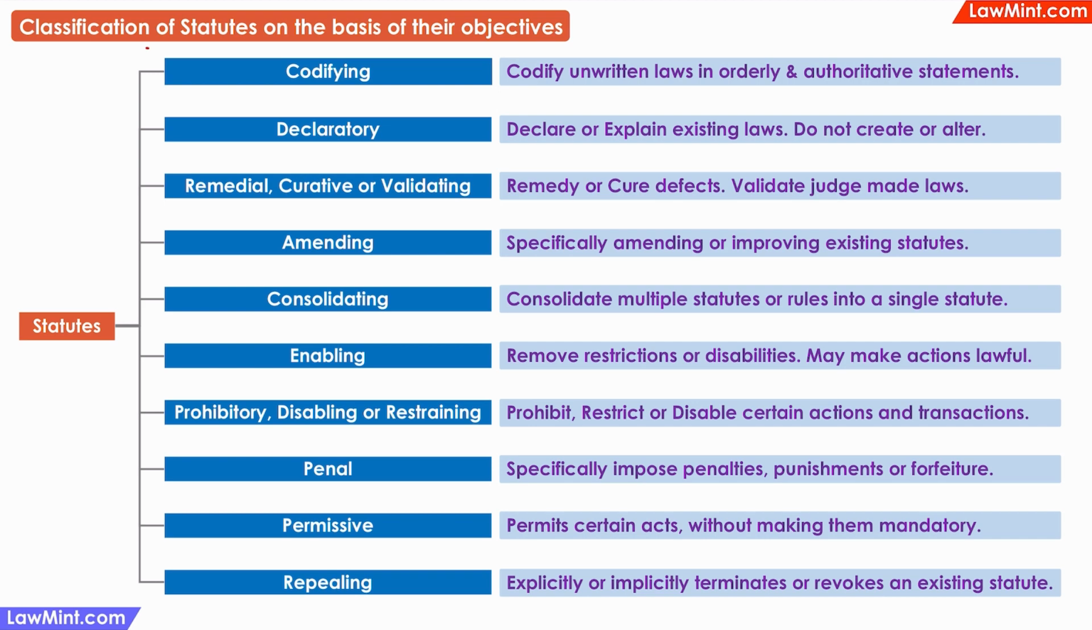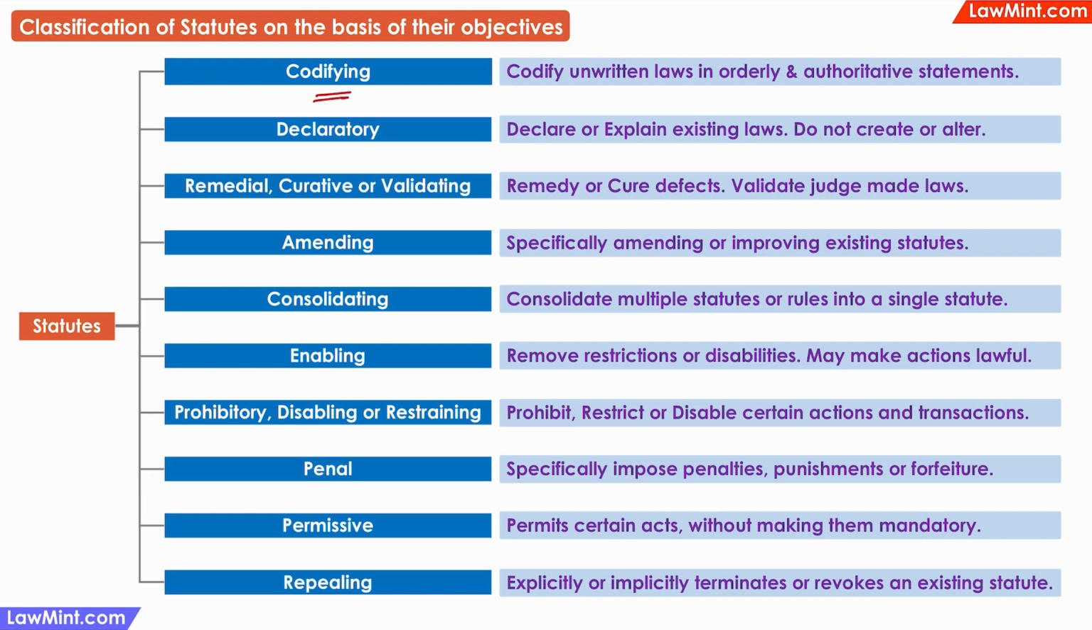Before we look at the classifications of statutes based on their objectives, it is very important for us to understand that a statute may have multiple objectives. For example, the Companies Act is a codifying statute. Some parts of it are also declaratory. It is also a consolidating statute because it consolidates some of the laws that preceded it. It prescribes some fines and penalties, so it also has some penal objectives. So most statutes will not neatly fit into any single category. They will come under multiple categories depending on the context.